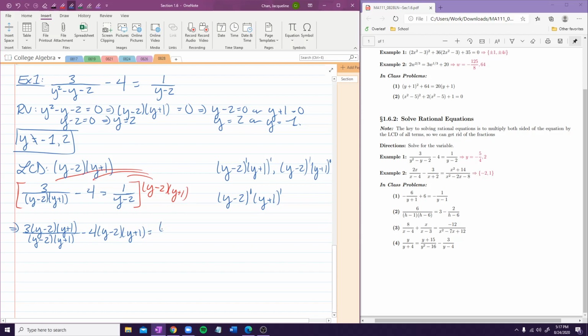Okay, 1 times this is just that, so just put that on top, and then y minus 2. Alrighty, so when I look at this, these y minus 2's can cancel, and these ones can cancel. And over on the right, the y minus 2's can cancel. When I do that, I'm left with 3 minus 4, and then y minus 2, y plus 1. These didn't cancel. And this one, I'm left with y plus 1.